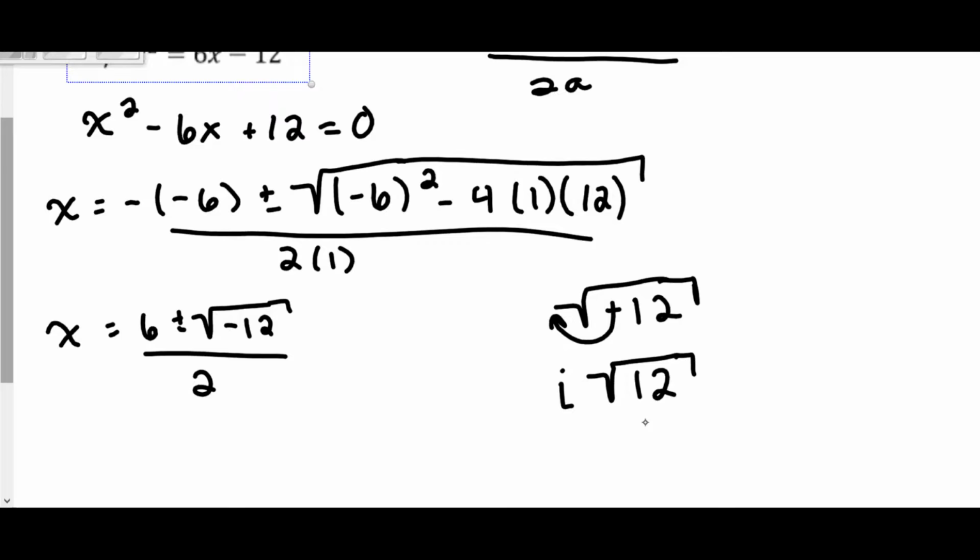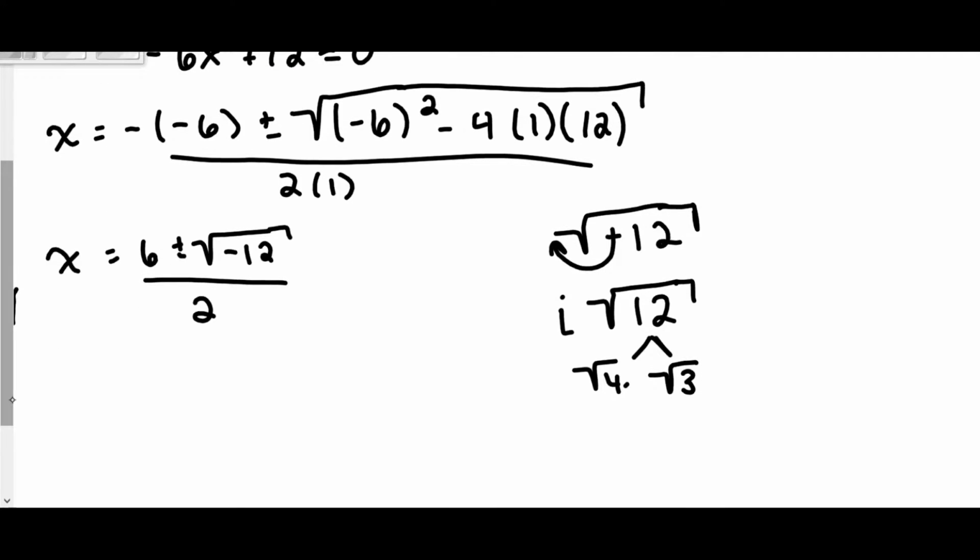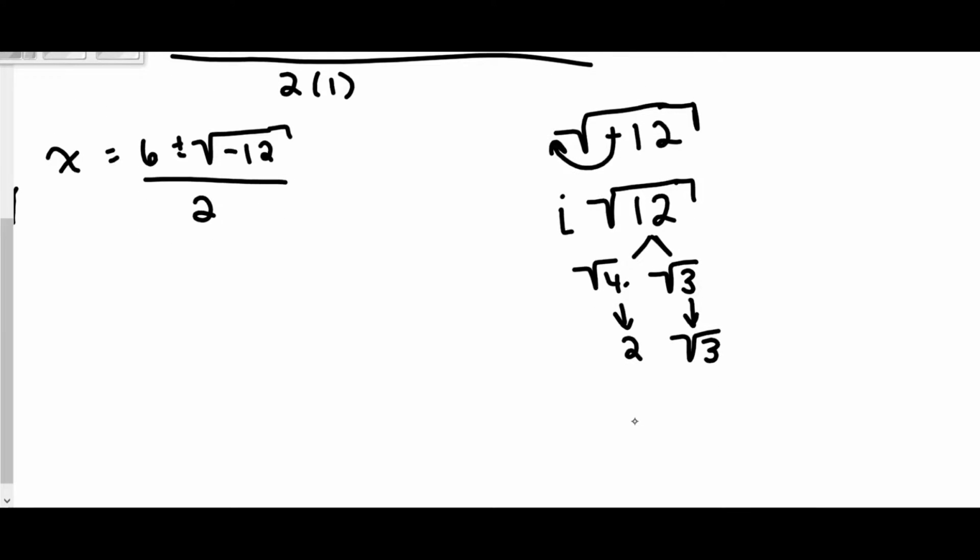So 12 divided by 1 gives me 12. I don't think that's simplified enough, so I'm going to move on. 12 divided by 4 gives me 3. So rad 4 times rad 3 would give me rad 12. Since 3 can't be simplified anymore with any perfect squares, we know that 4 is the biggest perfect square that fits into rad 12. Rad 4 is 2, rad 3 stays rad 3. So negative rad 12 simplified is 2i rad 3.